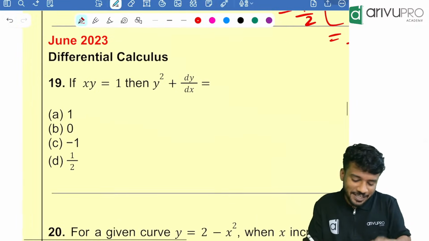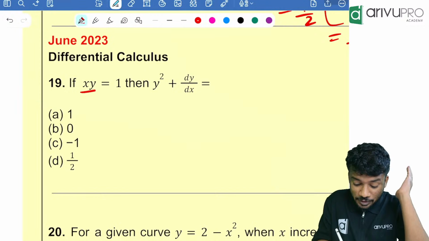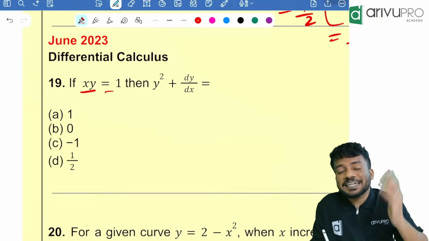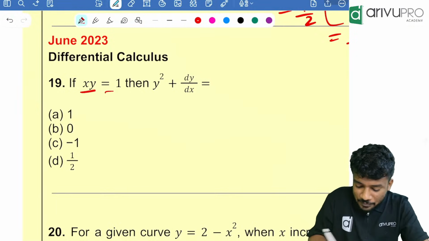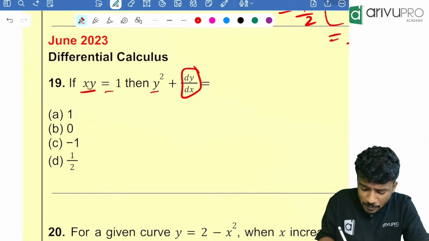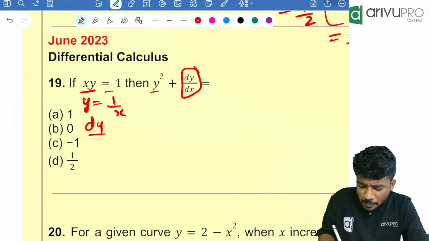Next question. In differential calculus, f of x, xy is equal to 1. Then what is y square plus dy by dx? Now y square is already there. Now do you have dy by dx? So y is equal to, can I write it as 1 by x? From that, how much is dy by dx?